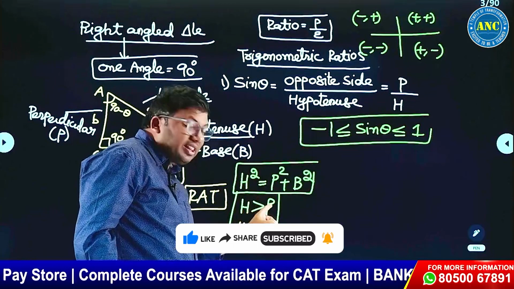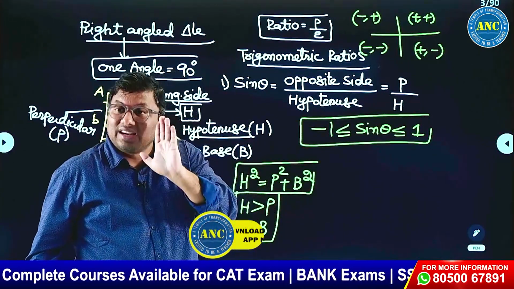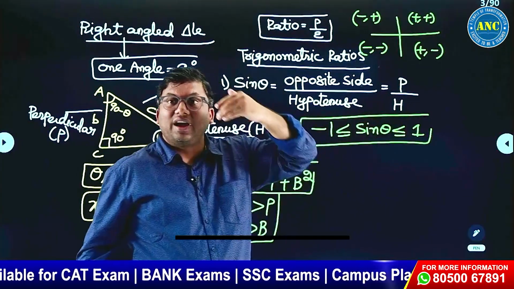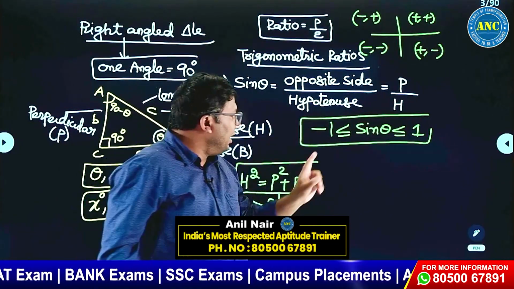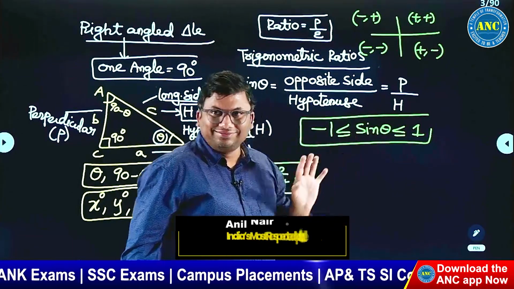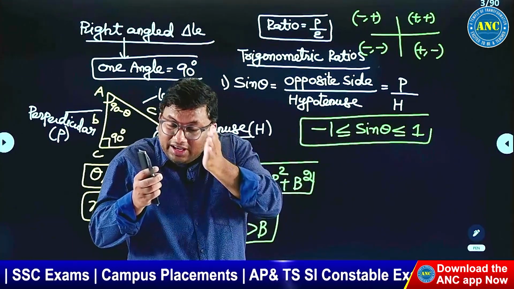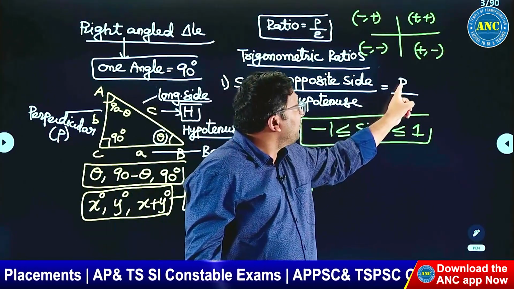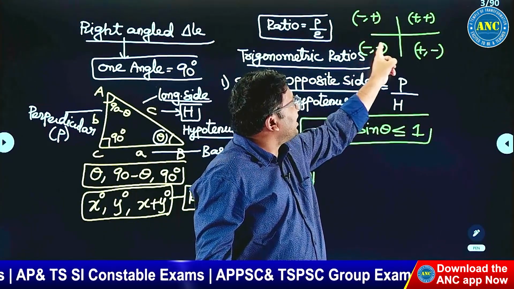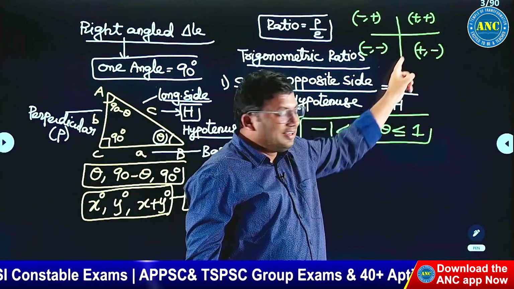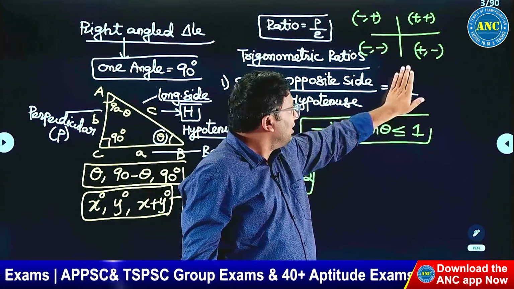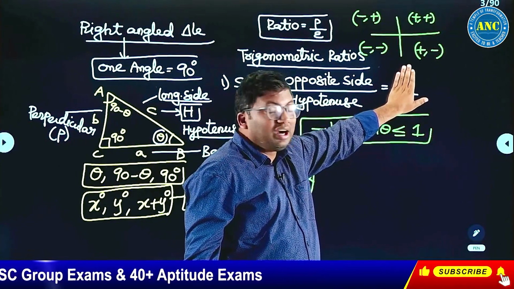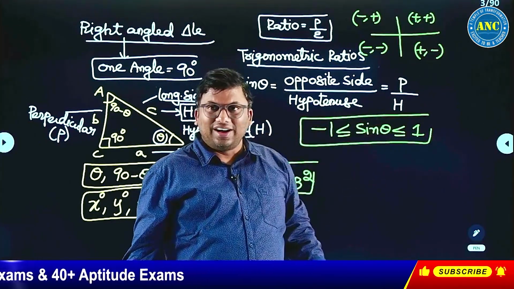H is greater than P. That means P is less than H. If P is greater than H, the value will be greater than 1. It cannot be greater than 1, which means it has to be less than or equal to 1. These values can lie in second, third and fourth quadrant. Therefore, minus can come. This cannot be greater than 1 or less than -1. Are you all with me?